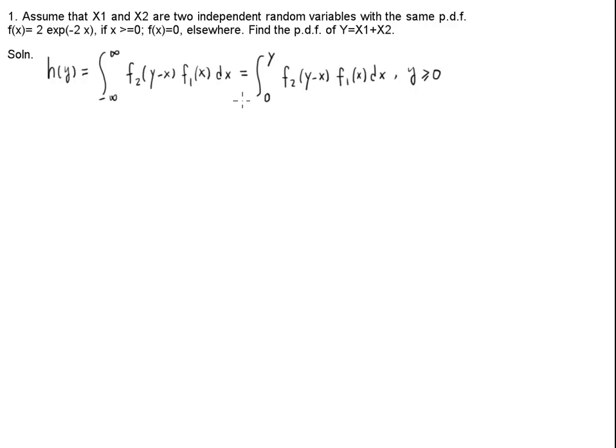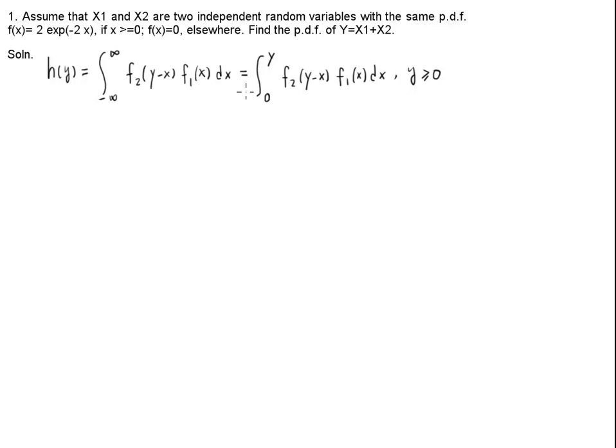So it simplifies to be this integral over here, and for y greater than or equal to 0. If y is less than 0, this density function is simply going to be 0. So we need to just calculate this integral over here, with these two density functions, f1 and f2, both taking this form. Now, remember when we evaluate this integral, y is a parameter and x is the variable. So we want to be very careful about this.